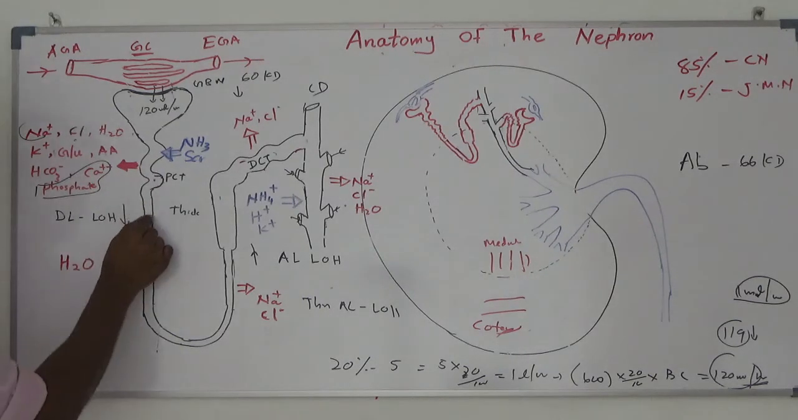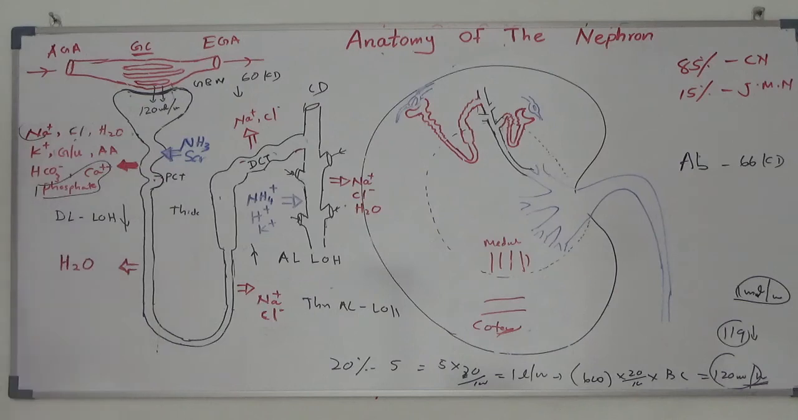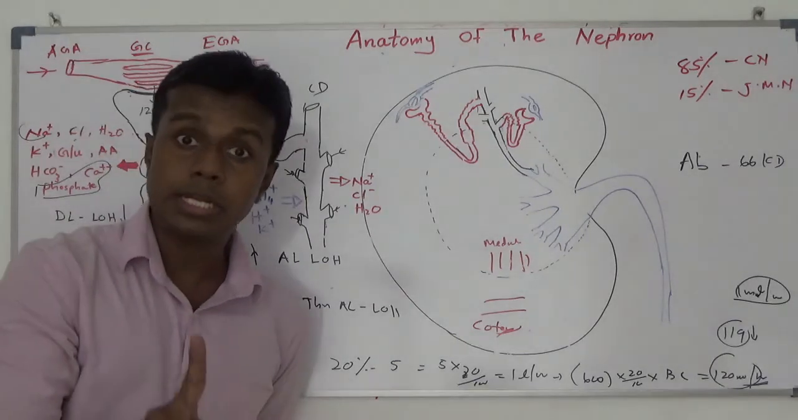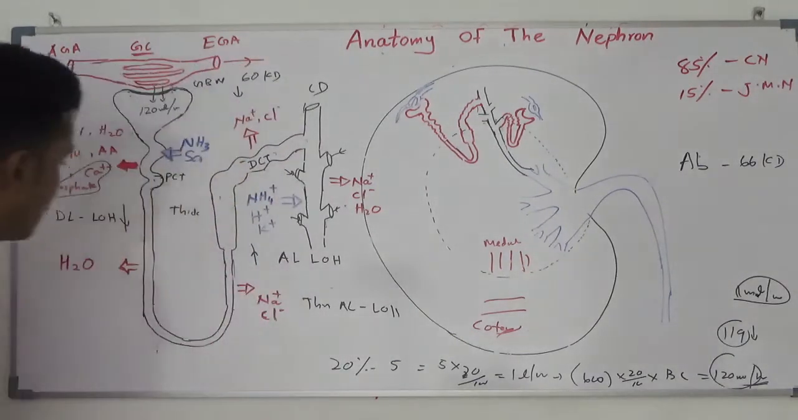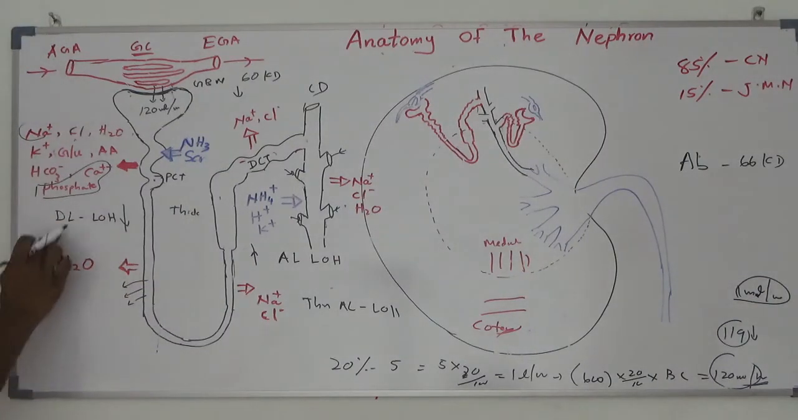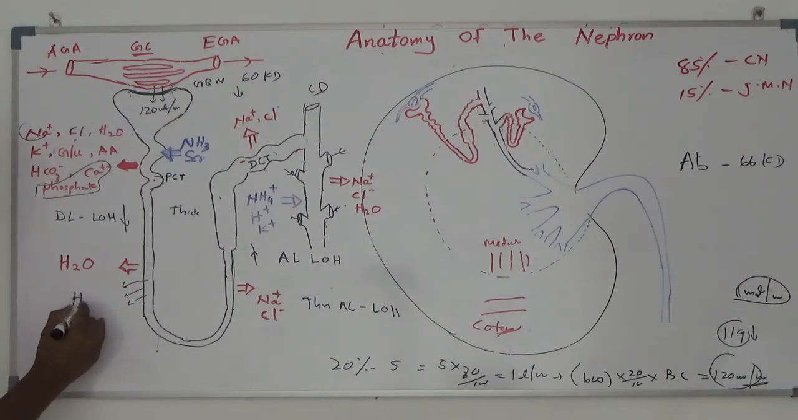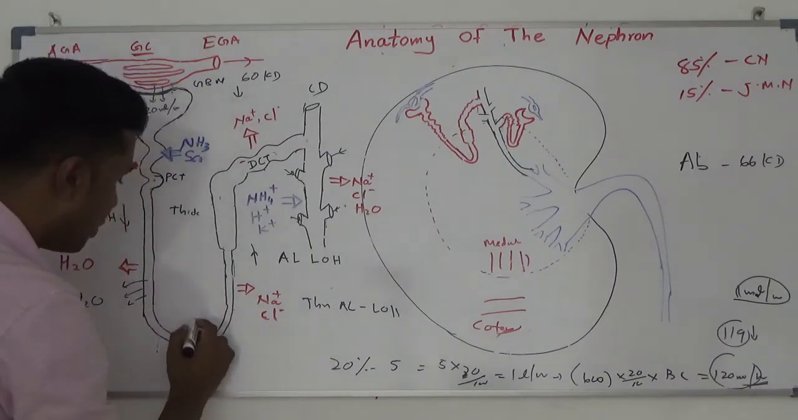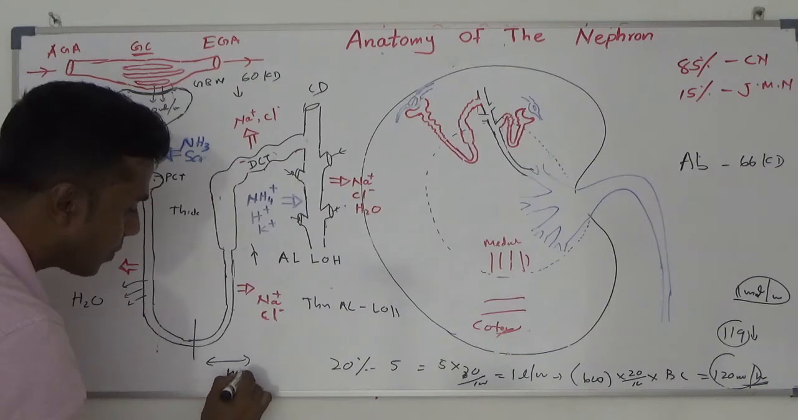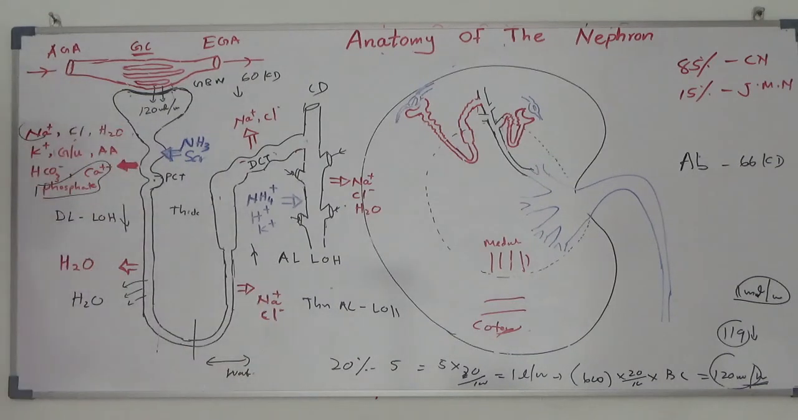When your fluid comes into the descending limb of the loop of Henle, it is not permeable to electrolytes, but it is permeable to water. So water will start to diffuse out from the descending limb of the loop of Henle. Water will start to come out. From here to here, it does not allow the water to go out. It is not permeable to water.